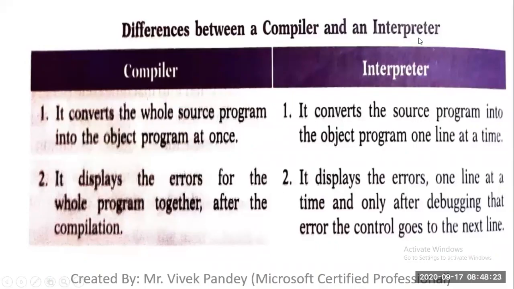Difference between a compiler and an interpreter. A compiler converts the whole source program into an object program at once. An interpreter converts the source program into the object program one line at a time. A compiler displays the errors for the whole program together after the compilation. An interpreter displays the errors one line at a time, and only after debugging that error does the control go to the next line.